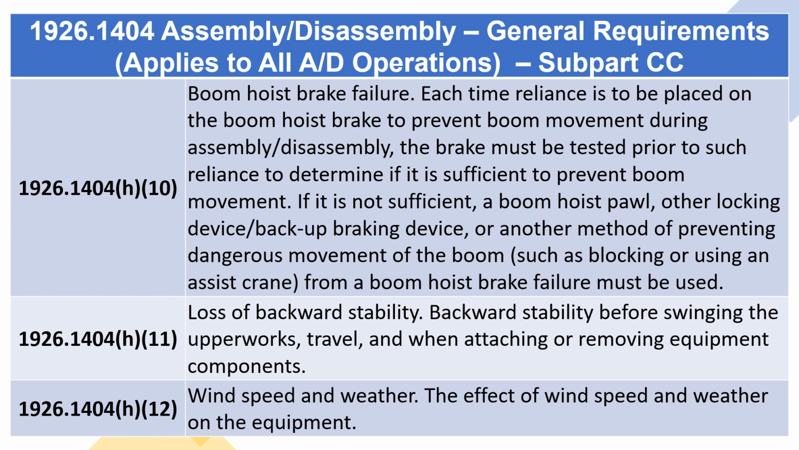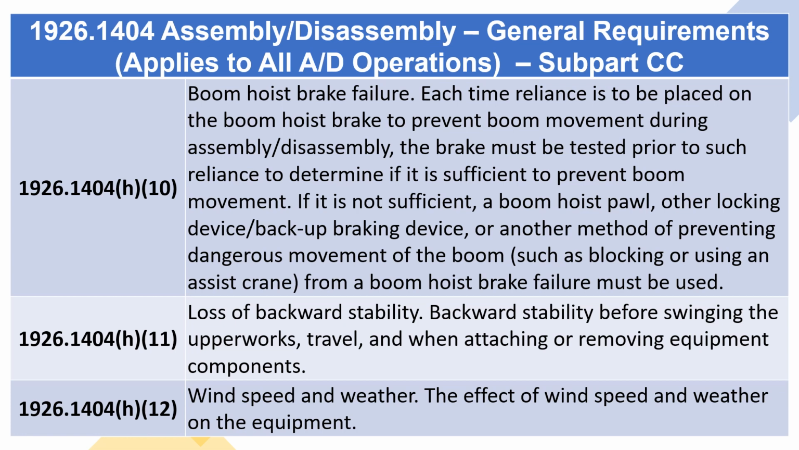1926.1404 H10 Boom hoist brake failure. Each time reliance is to be placed on the boom hoist brake to prevent boom movement during assembly/disassembly, the brake must be tested prior to such reliance to determine if it is sufficient to prevent boom movement. If it is not sufficient, a boom hoist pawl, other locking device/backup braking device, or another method of preventing dangerous movement of the boom, such as blocking or using an assist crane, from a boom hoist brake failure must be used.